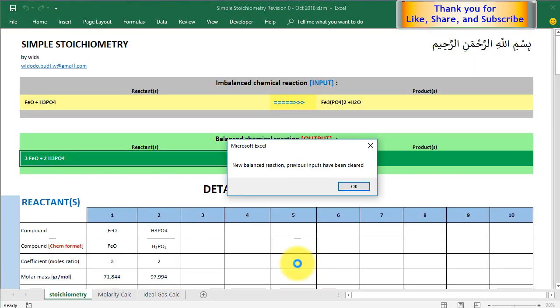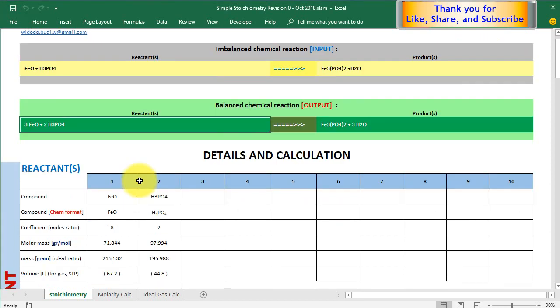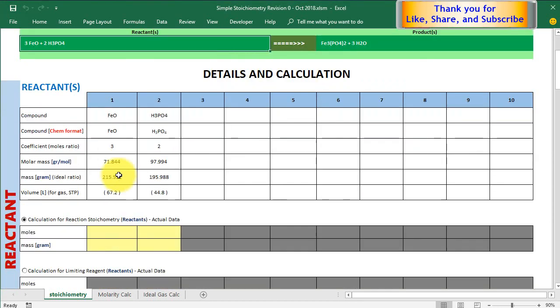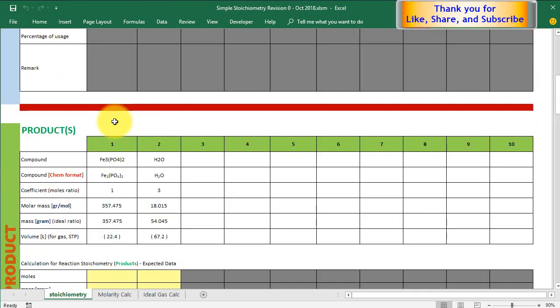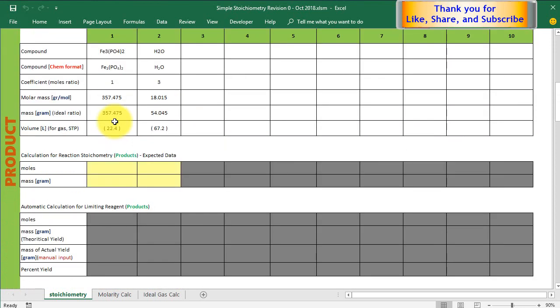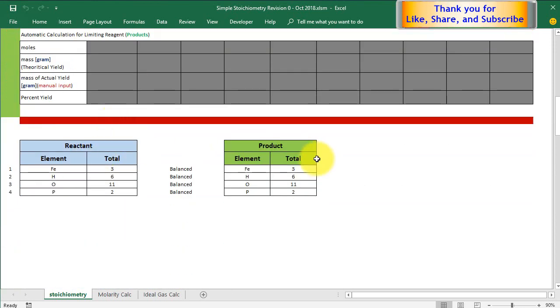Yeah, it takes time, but I think less than a minute. Okay, new balanced reaction. Previous inputs have been cleared. Okay, this means we can see here in the details and calculation the reactant and the product. This is the composition of all elements in the reactant and the total element, and this is the product, and this is the remark.